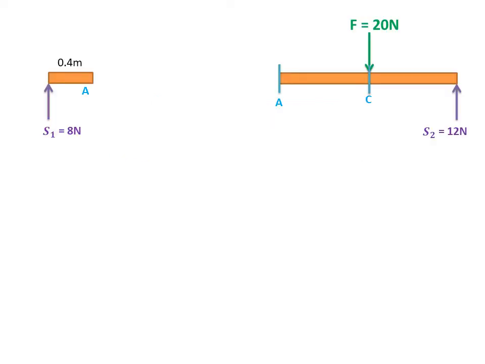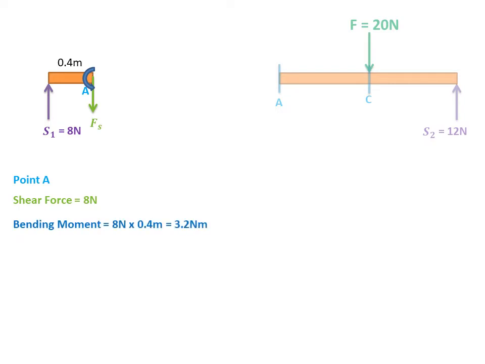Then, for point A, we cut the beam into two parts and consider only the left part. In order to ensure the left part is in vertical equilibrium, the shear force must be 8 Newton. Then, by taking moment about point A, the bending moment about A will be 3.2 Newton-meter.